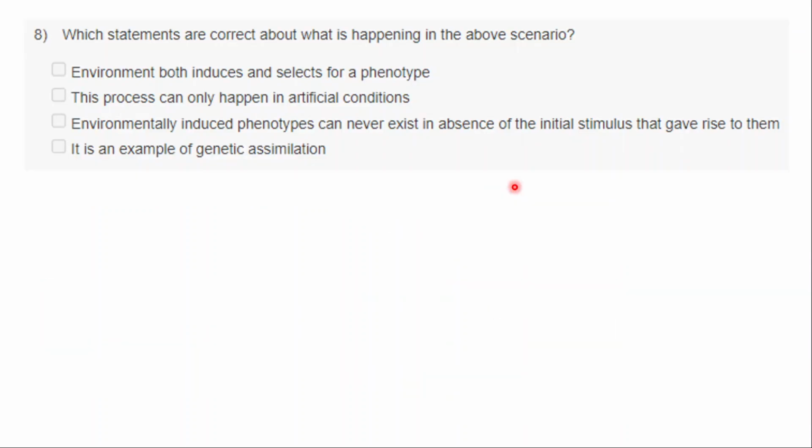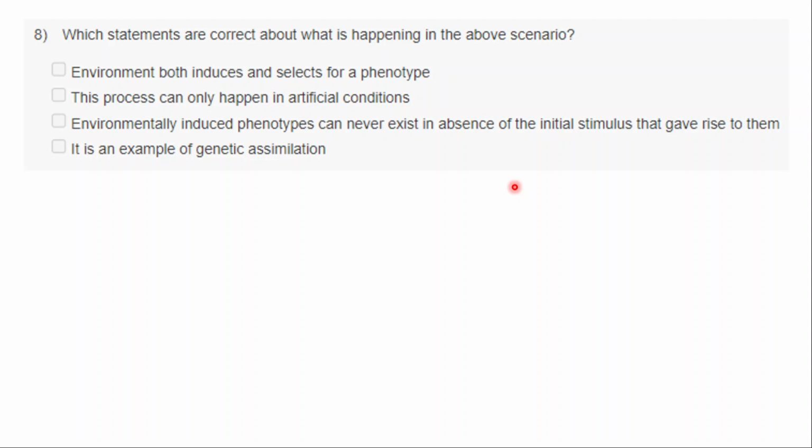Okay. And question number 8, which statements are correct about what is happening in the above scenario? So if you try to explain the above scenario, which of the statements are correct? Option A, environment both induces and selects for a phenotype. Option B, this process can only happen in artificial conditions. Option C, environmentally induced phenotype can never exist in absence of the initial stimulus that gave rise to them. And option D, it is an example of genetic assimilation. Which of the statements are correct?